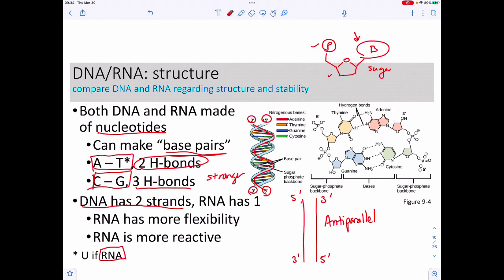RNA, for the most part, is single-stranded, and because it's single-stranded, it actually has a lot more flexibility in terms of its shape, so it can actually form three-dimensional structures. And also, because of the way that it is built, it is far more reactive. So RNA can actually function, under certain circumstances, as enzymes.